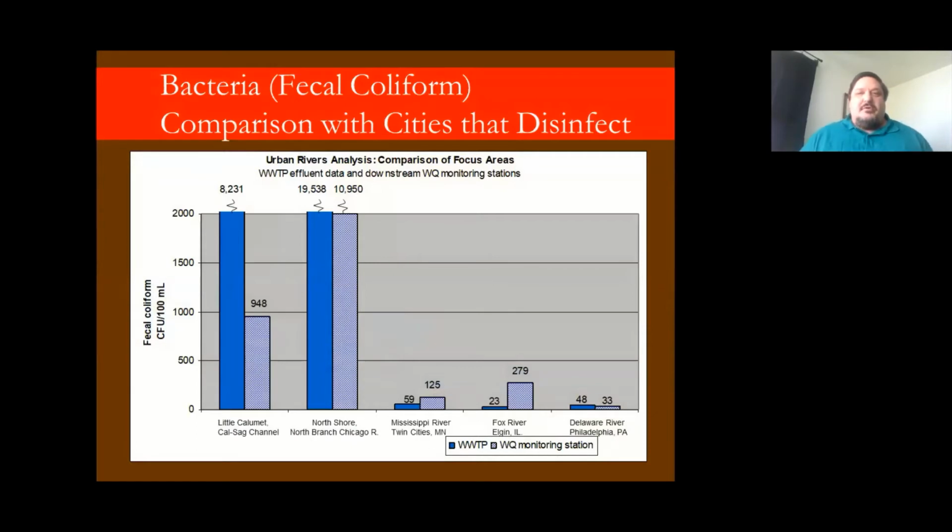I said that we were doing this when other cities were not. If you look at the city of Chicago compared to other comparable cities in the United States, you can see along the Calumet and the North Shore, the first 2 graphs, we have fecal coliform levels in the 4 and even 5-digit range. Compare that with Minneapolis and Elgin and Philadelphia or Gary, Indiana, or any city. We have a lot more bacteria in the Chicago River up until 2015. And this is CFUs per 100 milliliters, so fecal coliform bacteria colonies per 100 milliliters of water.